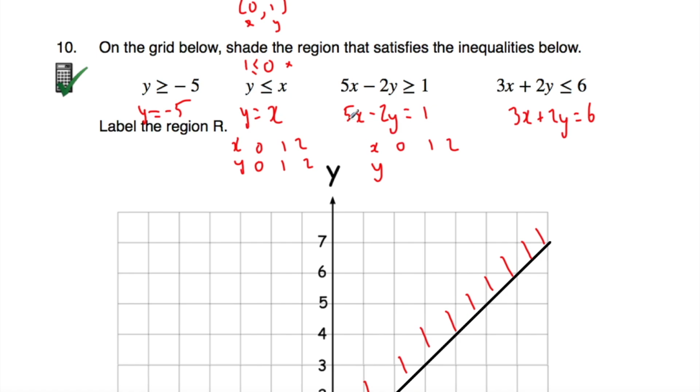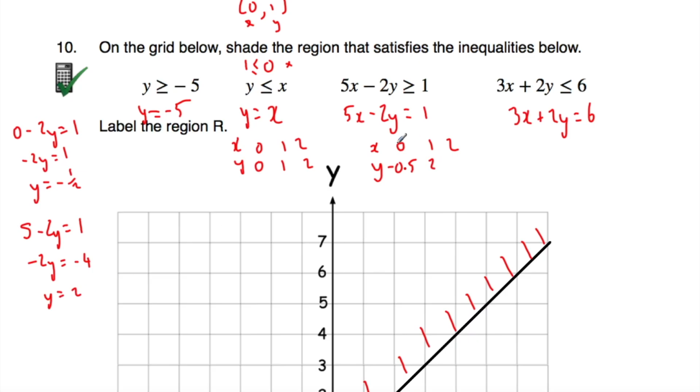Let's start off with 0. 5 times 0 is 0. So we've got 0 minus 2y is equal to 1. Okay, now let's solve this. 0 minus 2y will just be minus 2y equals 1. And if we divide both sides by minus 2, we're going to get that y would be equal to minus a half. So if x is equal to 0, y is equal to minus a half, or minus 0.5. For 1, 5 times 1 is 5, so we've got 5 minus 2y equals 1. Now let's take away 5 from both sides of that equation. We'll get that minus 2y is equal to minus 4. And if we divide both sides by minus 2, we'll get that y is equal to 2.